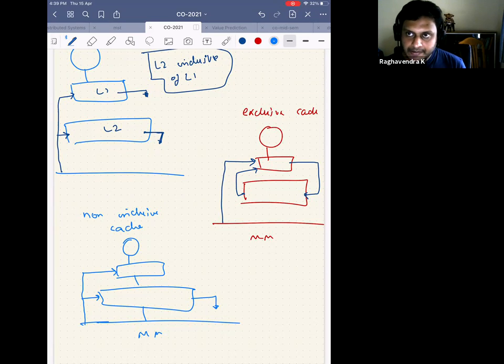So Intel has never used exclusive caches as far as I know. Intel started with inclusive caches, then they moved to non-inclusive caches. AMD, for most of their existence, used exclusive caches, but they also have now slowly moved to non-inclusive caches. So if you take AMD Opteron or any of those processors, they used exclusive caches. If you take Intel Pentium 4, Pentium 3, Pentium 2, they used non-inclusive caches.